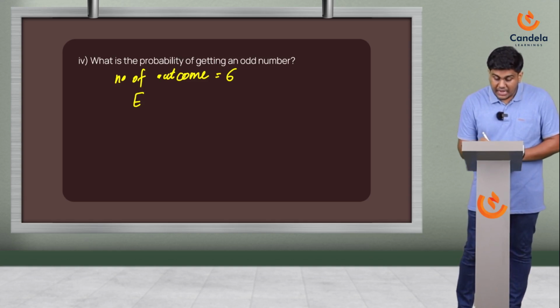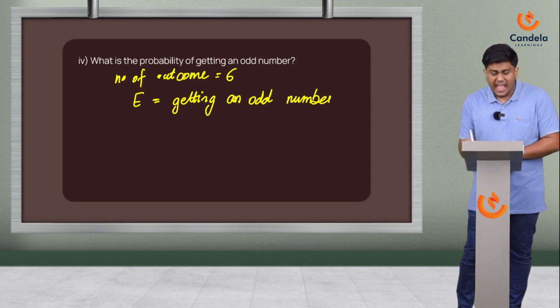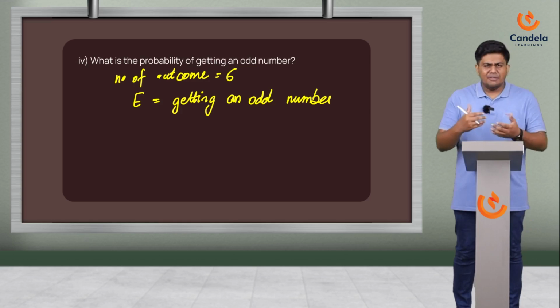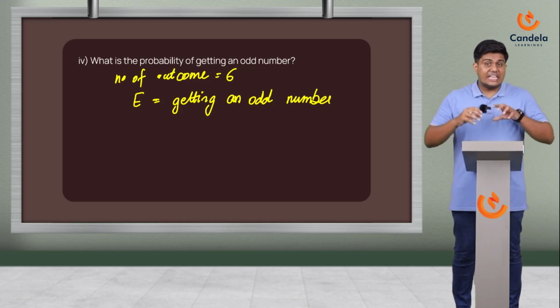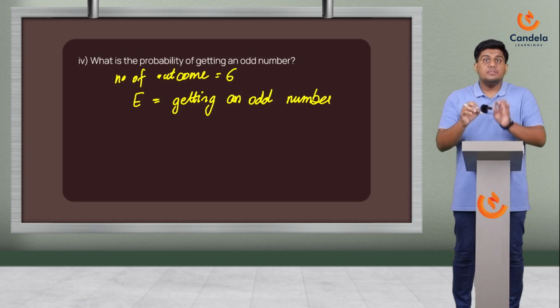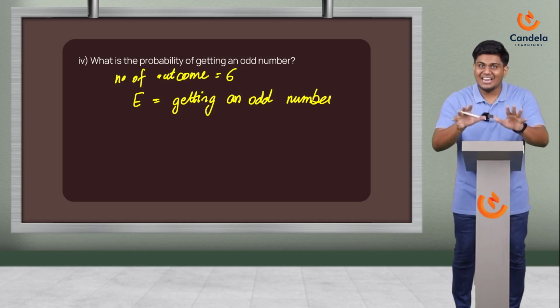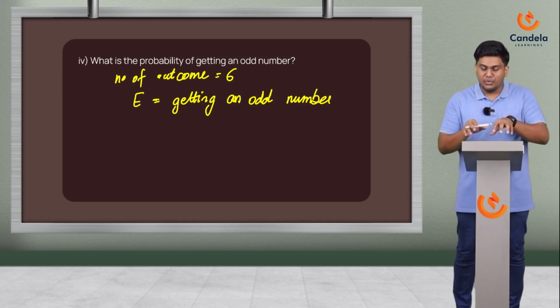Now, writing the event. What is the event E? It is getting an odd number. Now, this step, as you have seen, I have done every time, even though it is a little bit of boring copy work. This is important because this is telling the examiner or the person who's looking at your paper that this person knows how to define an event. So even if you got the calculation wrong at the end, you get some marks for doing this.